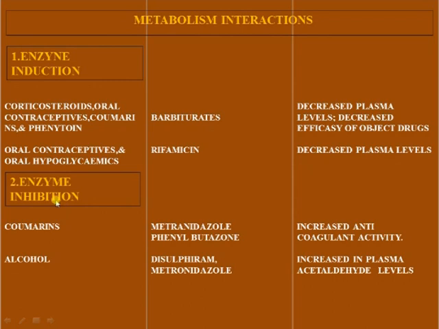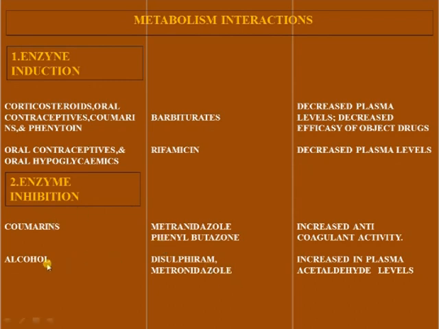With enzyme inhibition, yes, a few drugs will inhibit enzymes, and because of that the levels of a few drugs which follow the same pathway will be increased, because they also won't get metabolized. So if you're giving metronidazole or phenylbutazone, they can inhibit enzymes, which can increase the chances of problems with coumarins, that is oral anticoagulants, and can increase their side effect profile if you're giving it along with these drugs.